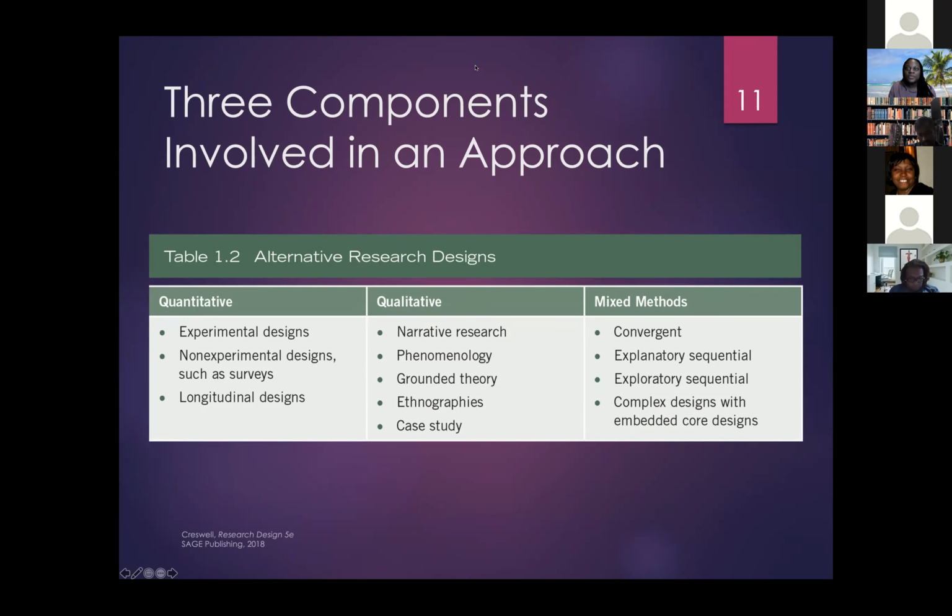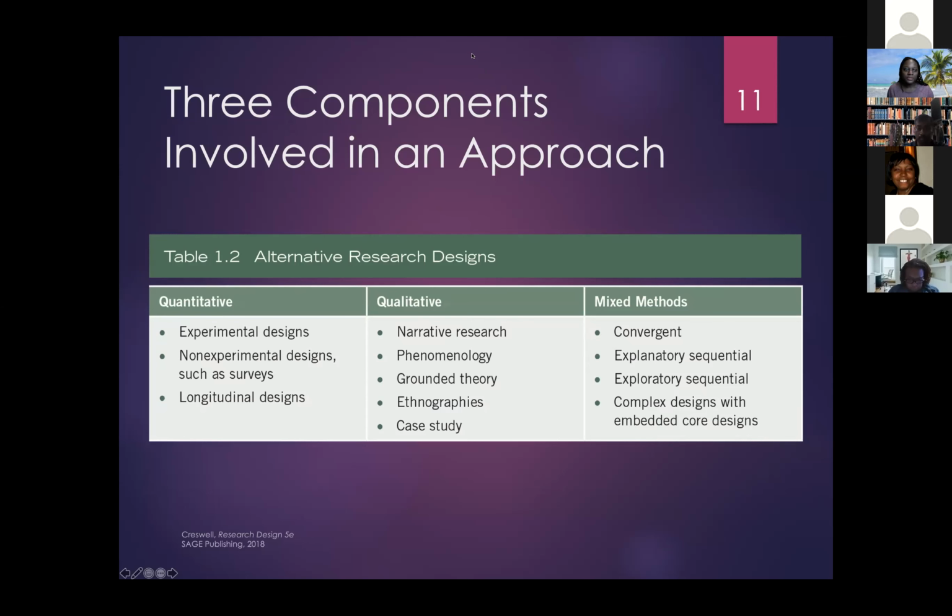Mr. Sharma, you have a question? Yes, I had a question. What you just mentioned about secondary source and primary source of information, does this apply for quantitative research also, or is it only for qualitative research? It's for all of the research approaches.